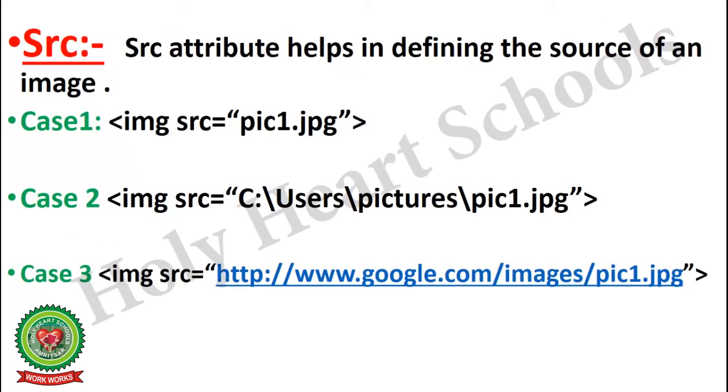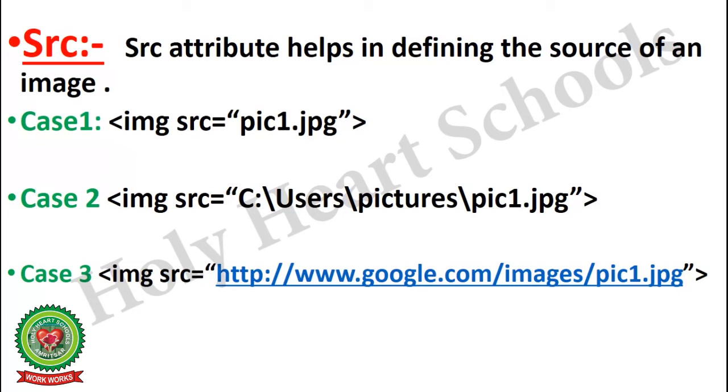The src attribute helps in defining the source of an image. It means we can give the path of an image using this source attribute. While specifying the image file, one should be aware of its location, that is, where the file exists. Let us understand it with the following cases.